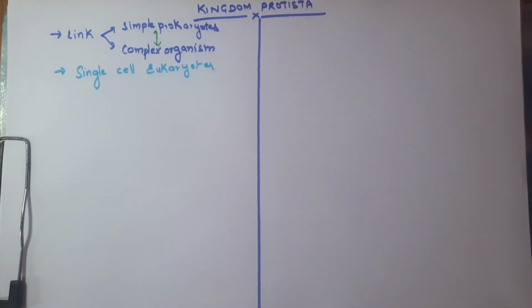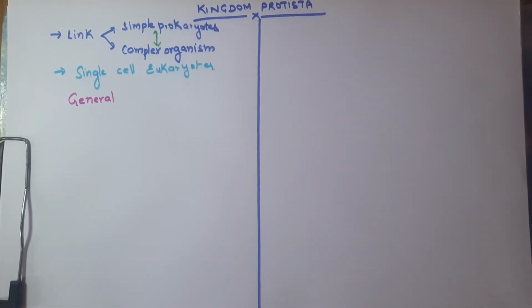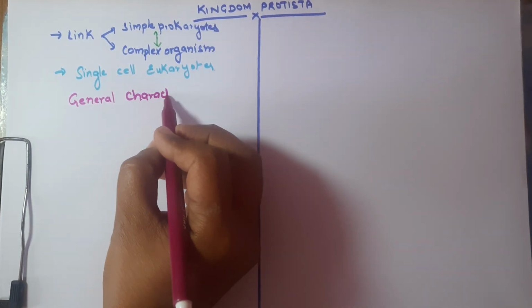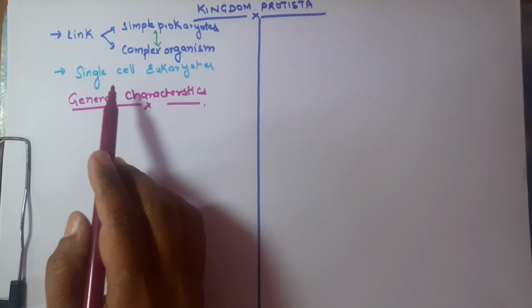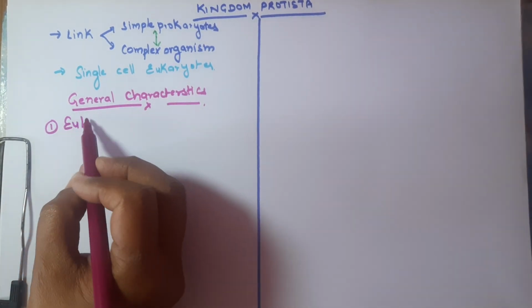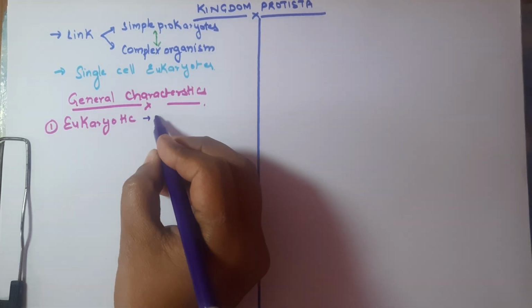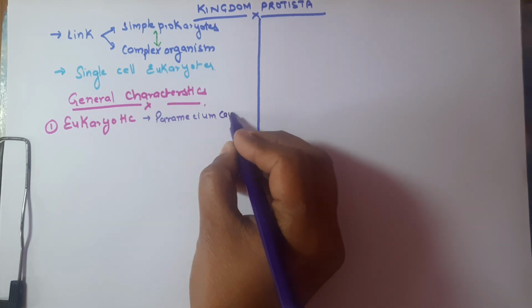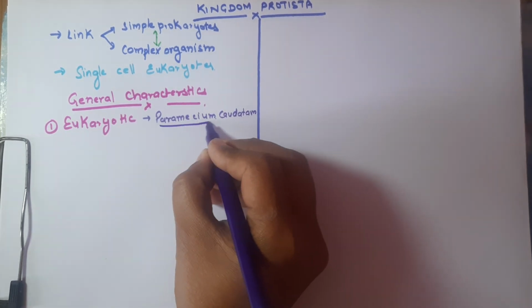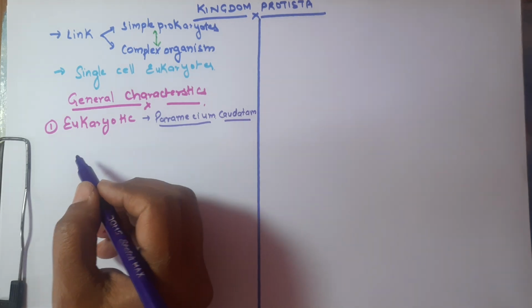Now let's talk quickly about the general structure and characteristics of the species belonging to the kingdom Protista. First of all, I already told you they are single cell eukaryotes. Examples of the species include Paramecium caudatum. We have to underline the scientific name whenever we write it. This is a ciliated protozoan with a distinct nucleus.